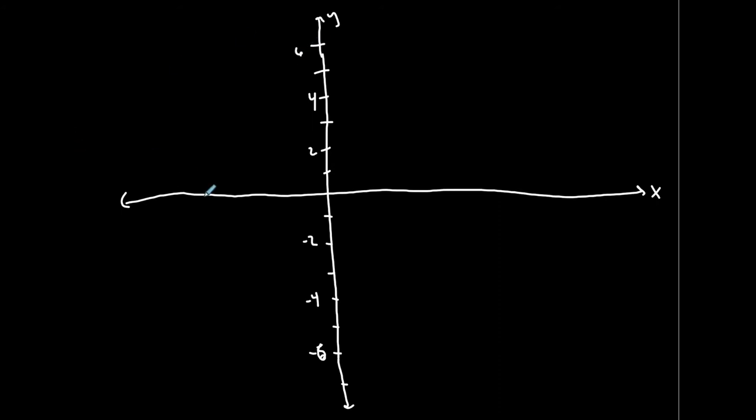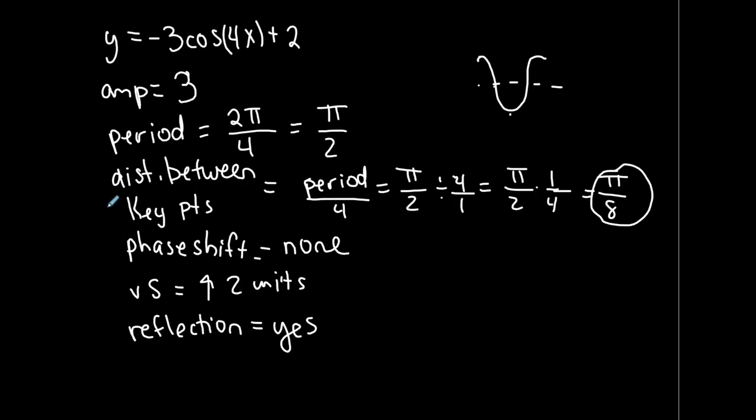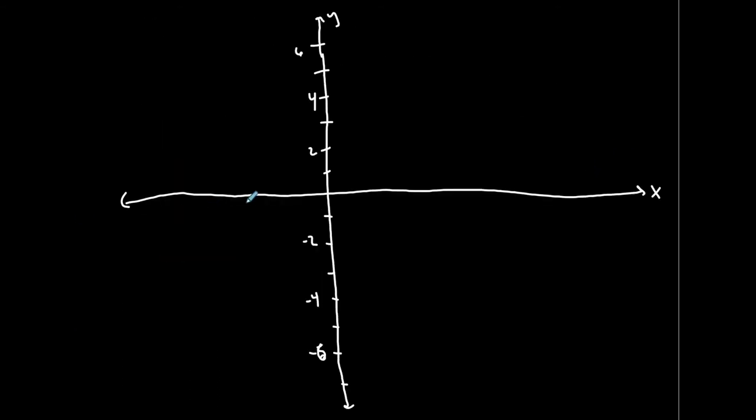Okay, now let's look at how to count on our x-axis. Where do I look to determine how to count on my x-axis? I look at the distance between key points, pi over 8. So we're going to count by pi over 8 on the x-axis. So let me put my little tick marks first. Let's just think pi over 8, or 1 over 8, and then stick a pi next to it. So 1 over 8, pi over 8.